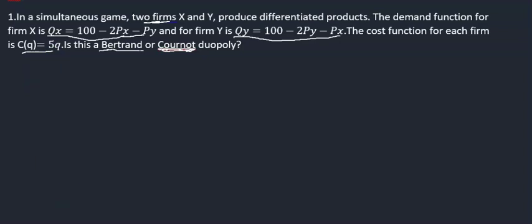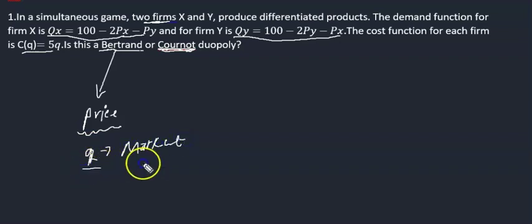Try to figure that out by yourself a bit. How would you answer this question? Well, let's try to figure it out together. In a Bertrand, we know that firms compete on price. Firms determine the price. This implies that quantity, Q, is determined by the market. In other words, we can say it's given.